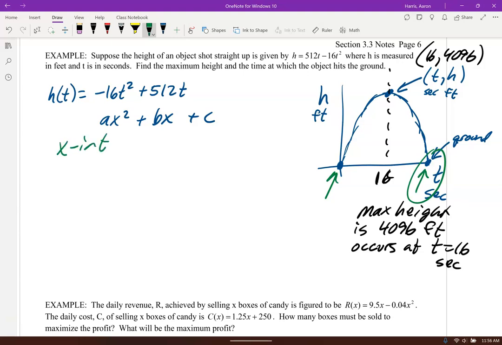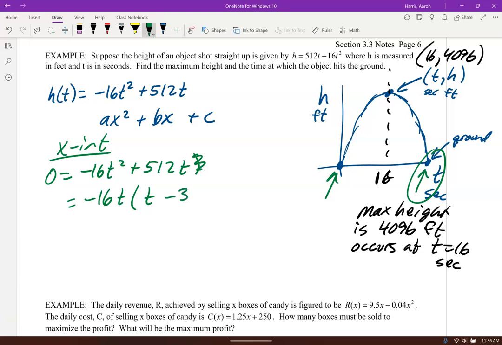So where are my x-intercepts? Well, to find the x-intercepts, you have to let y be 0. I'm going to factor a t. Let's see, and you know what? I think I can factor a negative 16t out, and I'll have t minus 32. Is that right? Negative 16 times negative 32 is 512. So negative 16t equals 0 and t minus 32 equals 0.